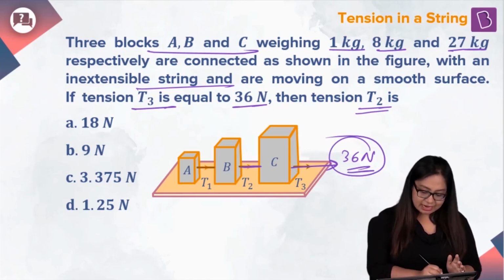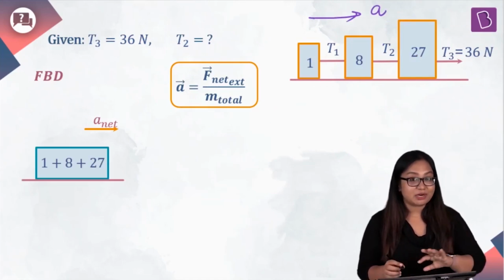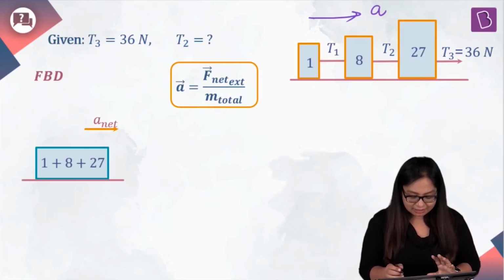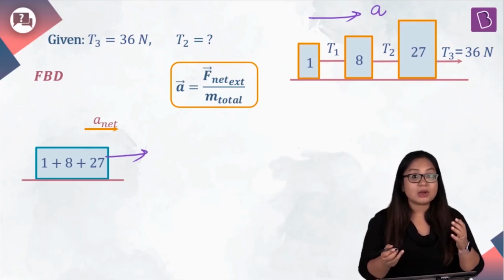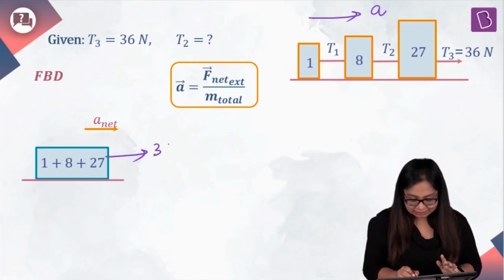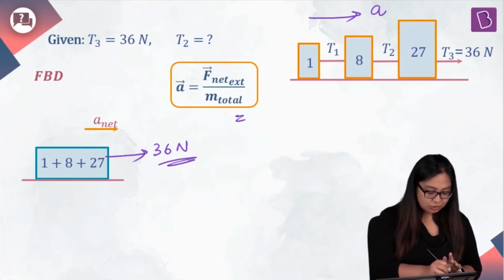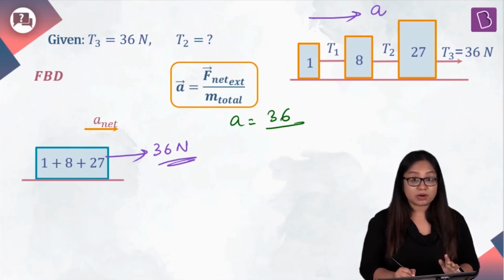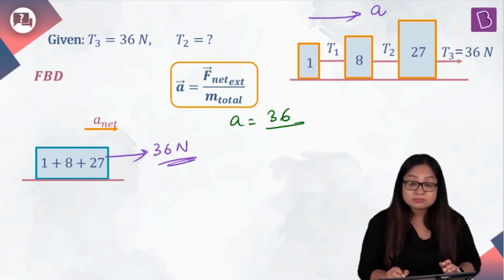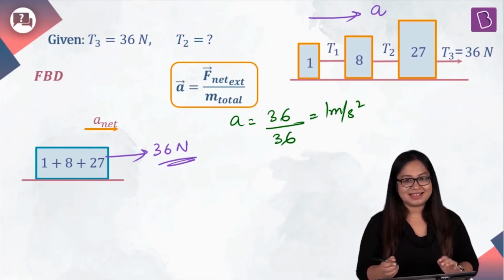So, I can say that, let's say, acceleration is A, and now if I make the free body diagram of the whole system, A, B, C combined, I can say what? Net external force on the whole system in horizontal direction is only 36 Newton. That's it. Total mass we have, we can find out acceleration. We can say acceleration is equal to 36 upon total mass, which is how much? 27 plus 8 plus 1, which is 36. Yes. So 1 meter per second square is the acceleration.